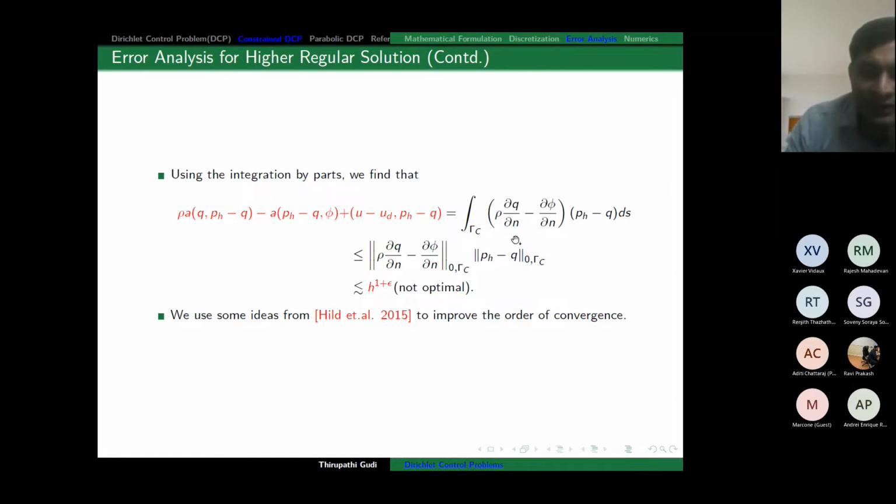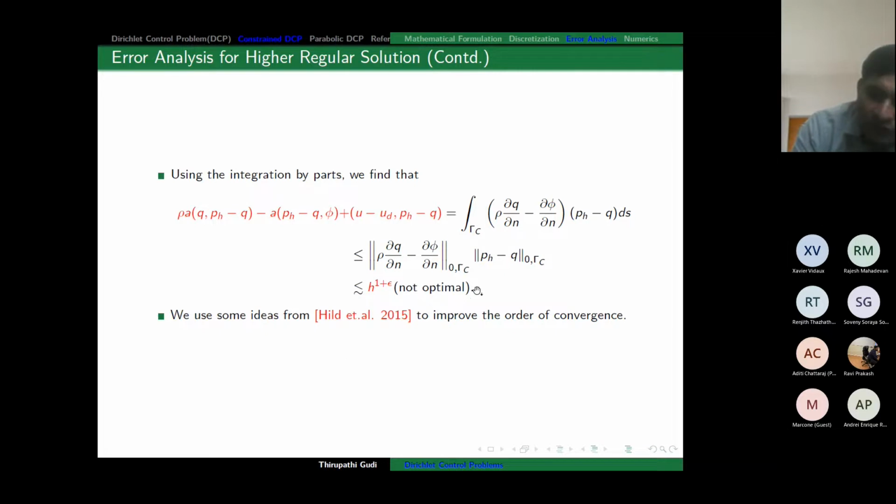Now the difficulty is because of the constraints. If you apply the interpolation theory directly, we are not going to gain anything because there is no discrete function sitting here. But there is a discrete function P_H. I can take the interpolation of Q and then use the regularity of Q at 3 by 2 plus epsilon. So you lose half, and you get only 1 plus epsilon, which is not optimal. So you lose 1 epsilon, but epsilon could be between 0 and half, so you are losing quite a lot.